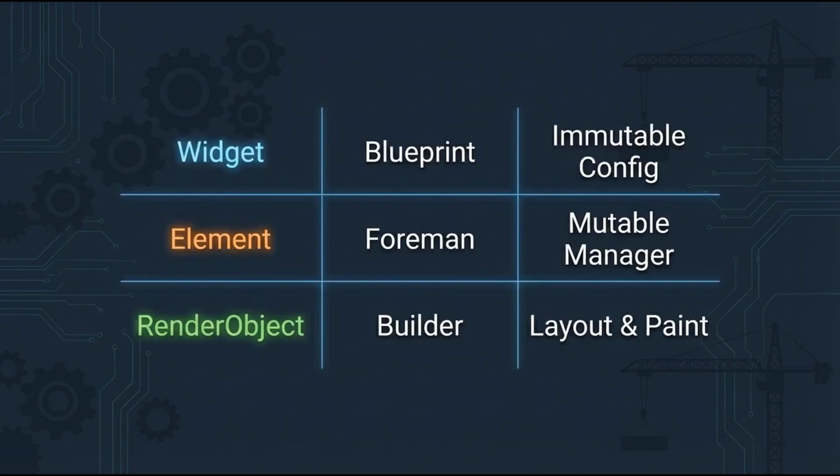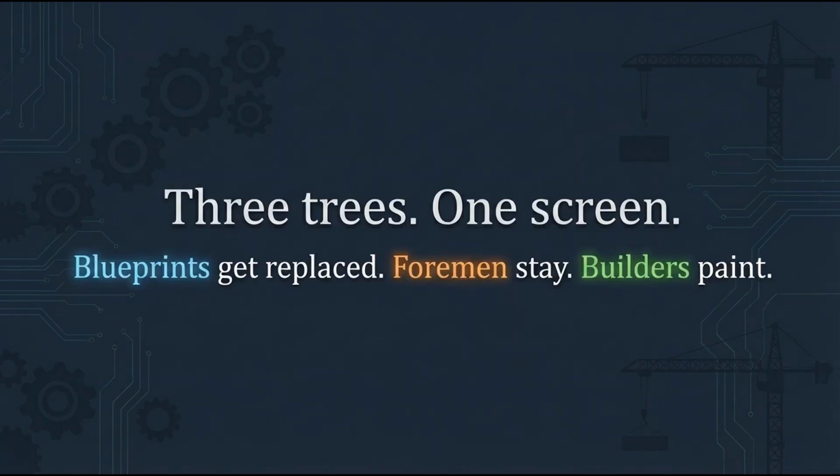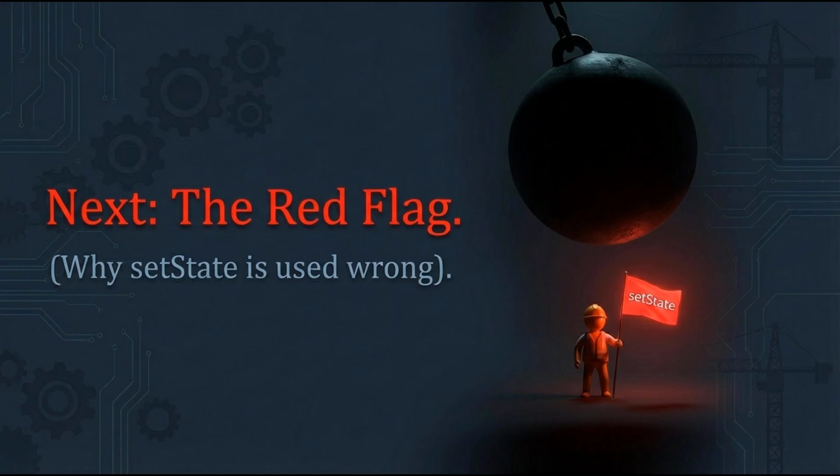So here's the complete map. Widget equals blueprint equals immutable config. Element equals foreman equals mutable manager. RenderObject equals builder equals layout and paint. 3 trees, 1 screen. Blueprints get replaced. Foremen stay. Builders paint.